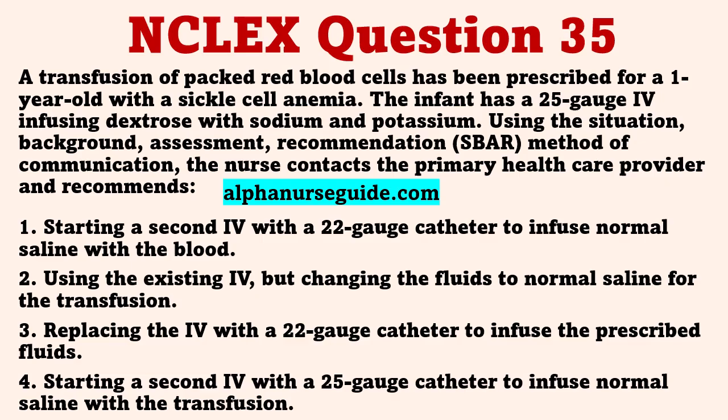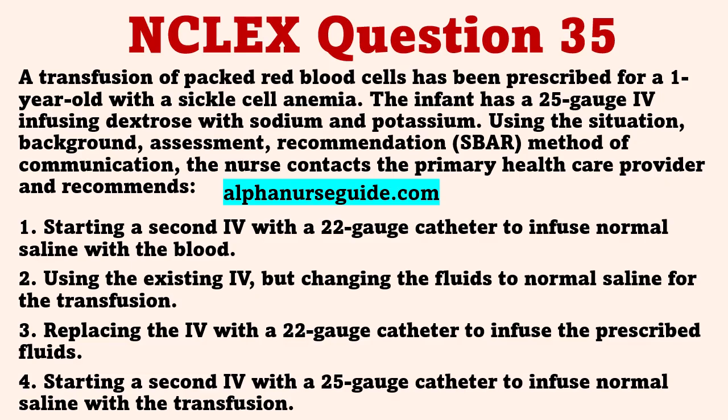A transfusion of packed red blood cells has been prescribed for a 1-year-old with sickle cell anemia. The infant has a 25-gauge IV infusing dextrose with sodium and potassium. Using the situation, background, assessment, recommendation method of communication, the nurse contacts the primary healthcare provider and recommends 1. Starting a second IV with a 22-gauge catheter to infuse normal saline with the blood. 2. Using the existing IV, but changing the fluids to normal saline for the transfusion. 3. Replacing the IV with a 22-gauge catheter to infuse the prescribed fluids. 4. Starting a second IV with a 25-gauge catheter to infuse normal saline with the transfusion.